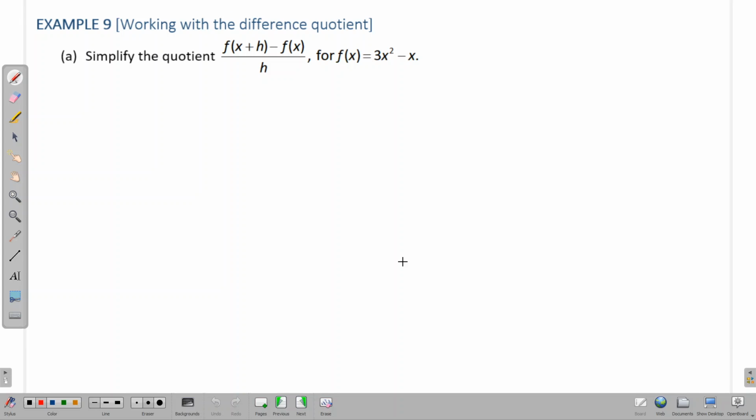Okay, so let's try this with a couple of examples. We want to simplify the difference quotient for this function. First thing we need is f of x plus h. Plugging x plus h into that function gives us 3 times x plus h squared minus x plus h. And again, notice this minus sign: when I'm plugging the x plus h in, that negative has to apply to the whole expression. If you're struggling with where I got that from, think of these as input boxes, and I'm putting x plus h into the boxes.